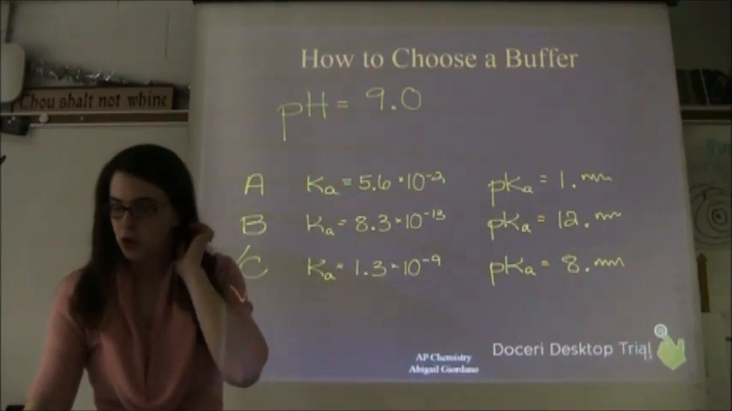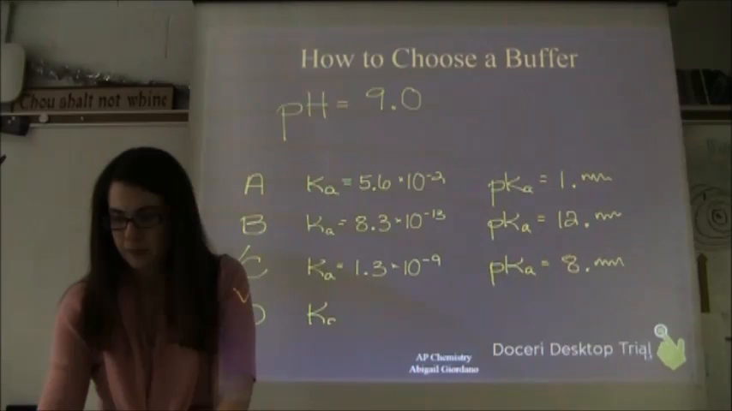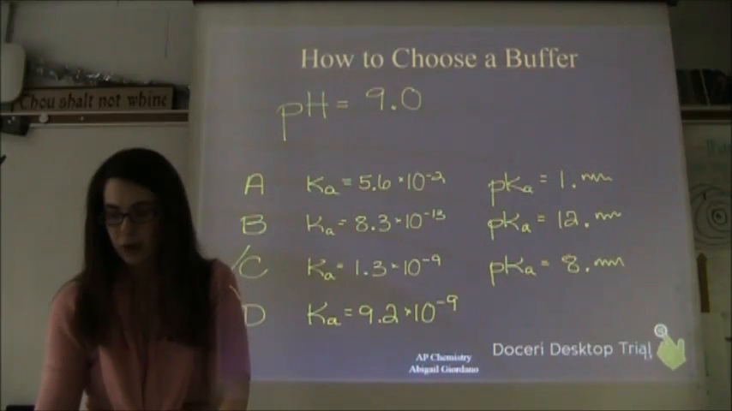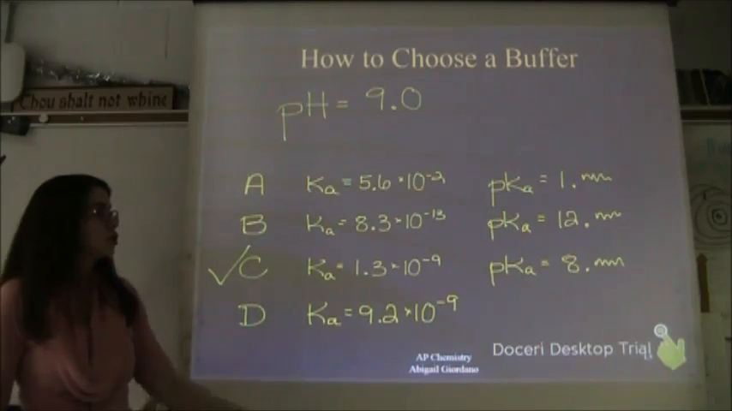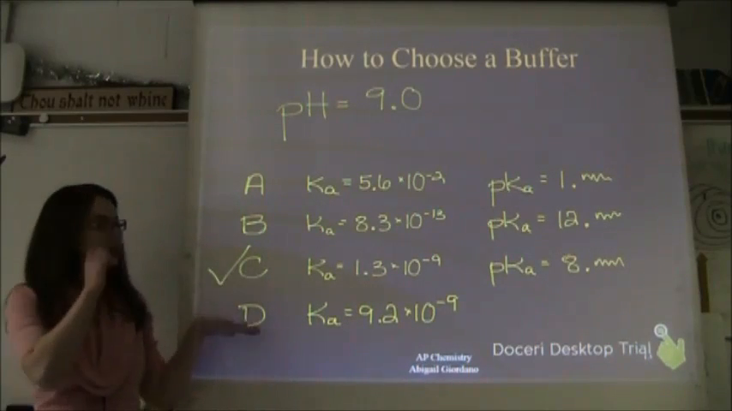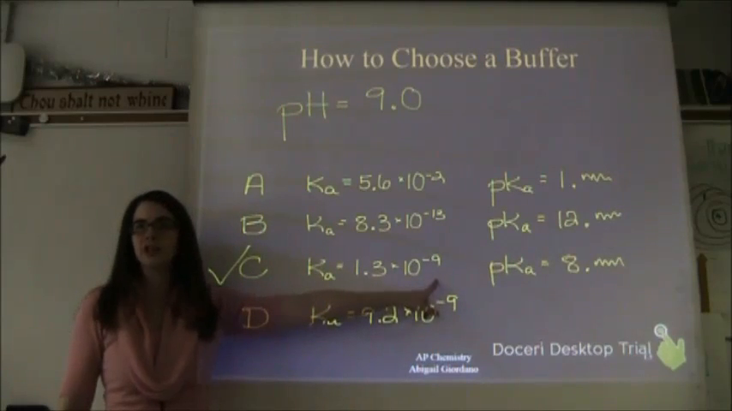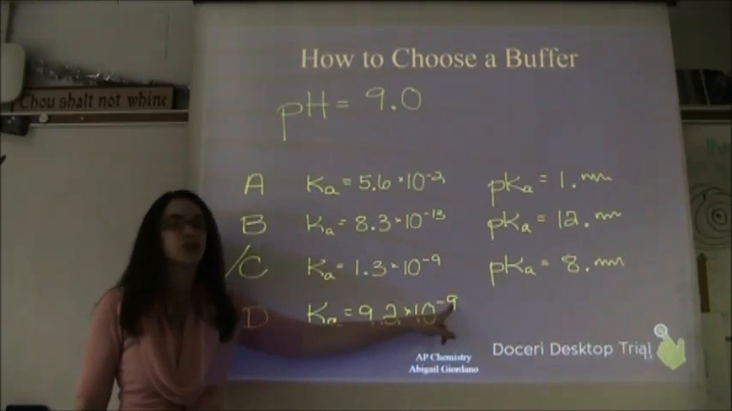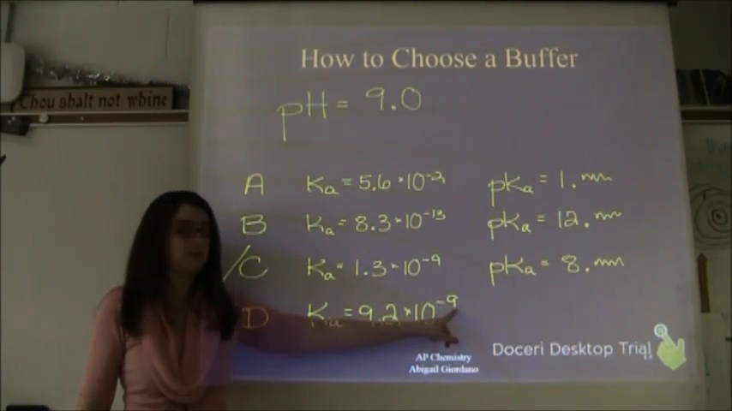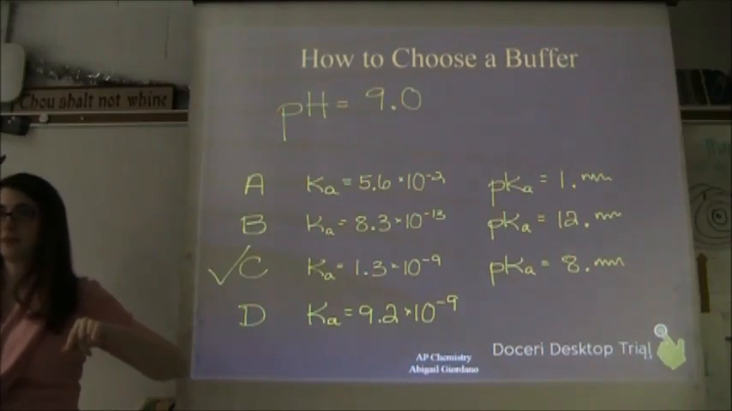What if you were given an option like this? A fourth choice. And they might do that. So you could at least narrow it down to between C and D. Keep in mind, this one is going to give you an answer just slightly below 9. This is going to give you an answer greatly below 9, almost all the way to 8.0. This is the better choice. Okay?